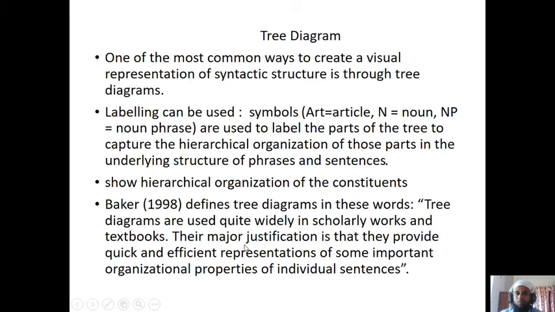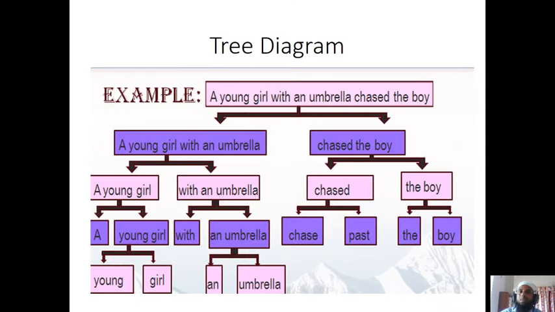So it represents the information in a way which shows the relationship between each other and also the relationship with the next level and the previous level. Here is an example of a tree diagram. Just think that this is an upside down tree, and this is the root of the tree, and these are the branches.